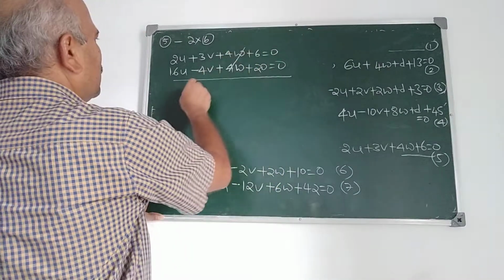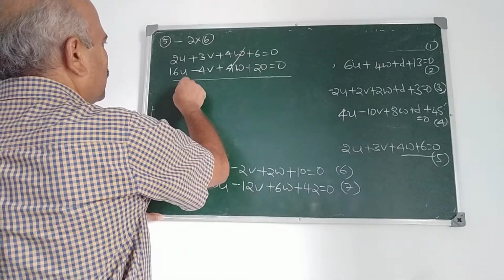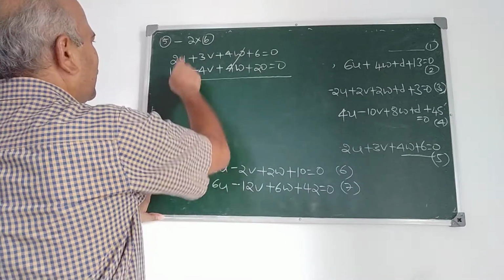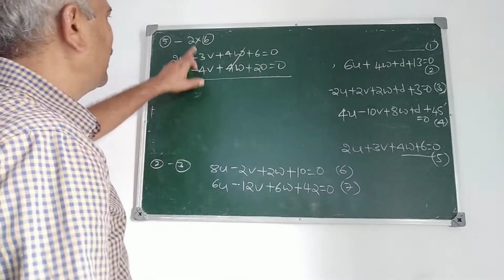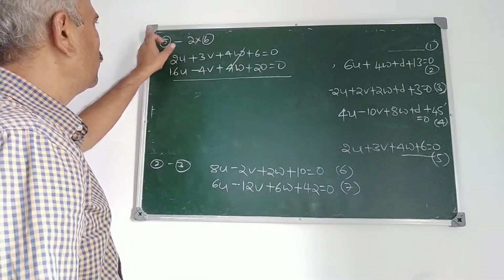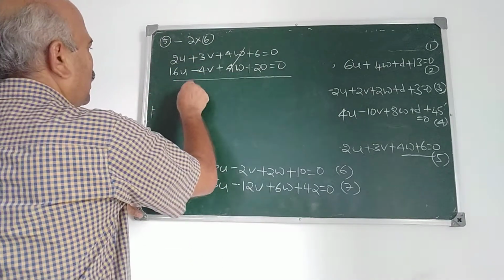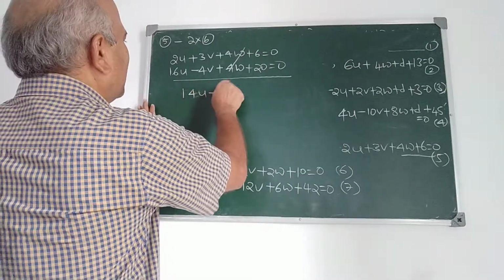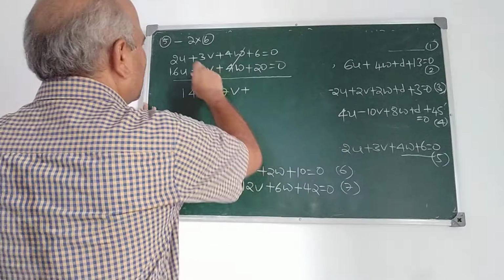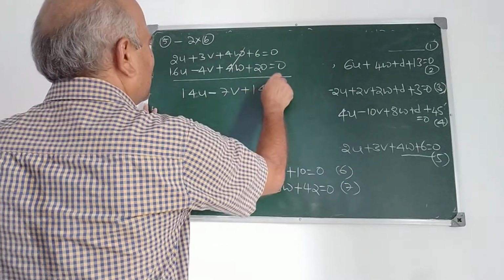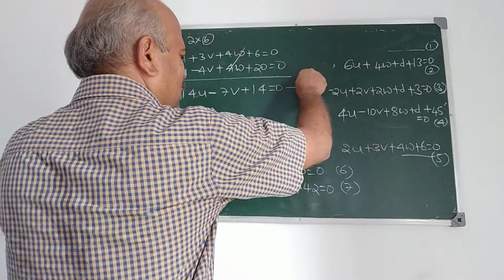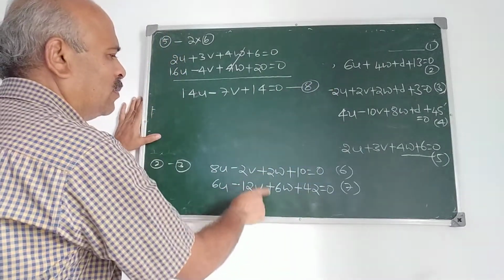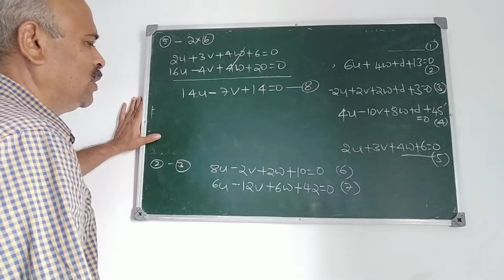So what do you get? I take this minus this, 6 into 2 minus 5. Then what happens? 14u minus 7v plus 14 is equal to 0. This is the next number, 8. Next we have to eliminate w from these two.